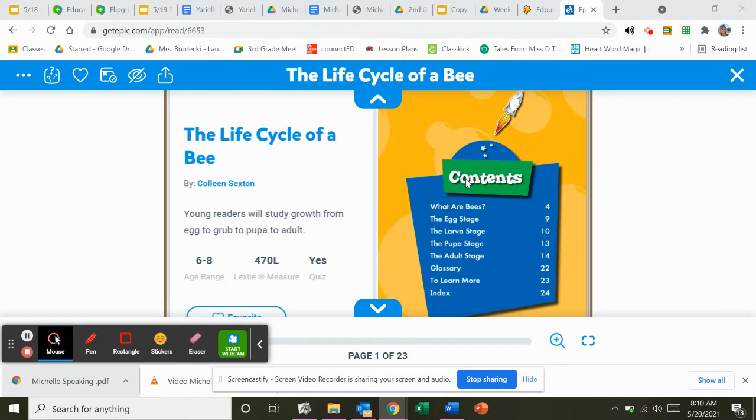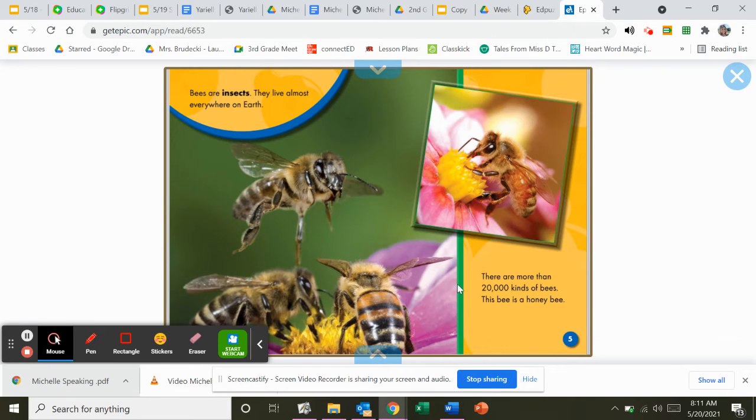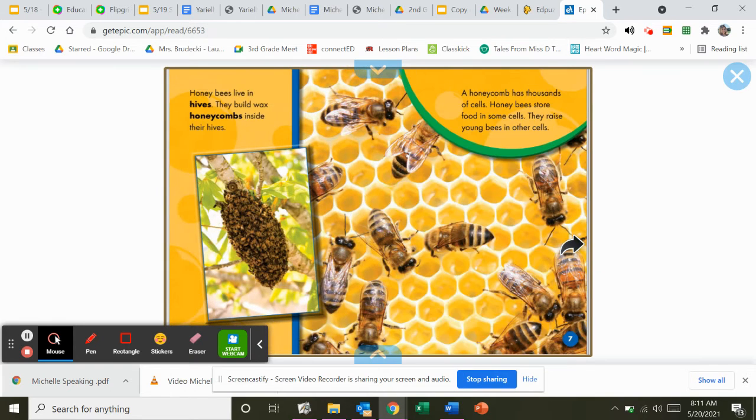Here we have the table of contents again. I see that there's an egg and a larva and a pupa stage, which is very similar to the ladybug. So let's see how they might be slightly different. Bees are insects. They live almost anywhere on Earth. There are more than 20,000 kinds of bees. This bee is a honeybee.